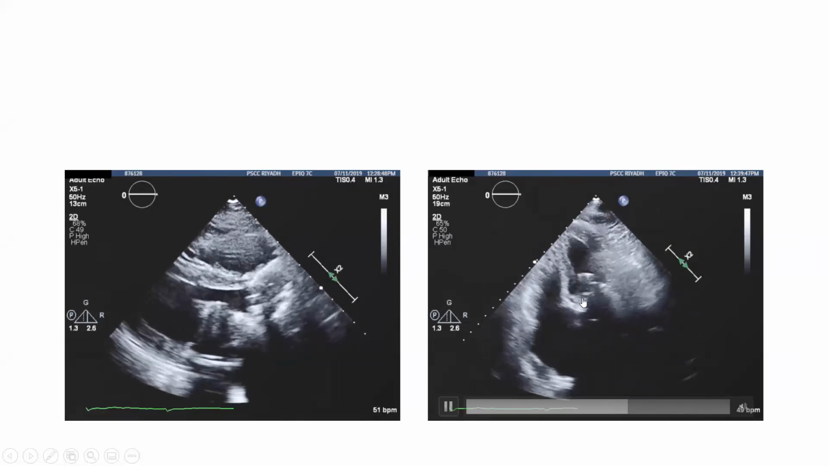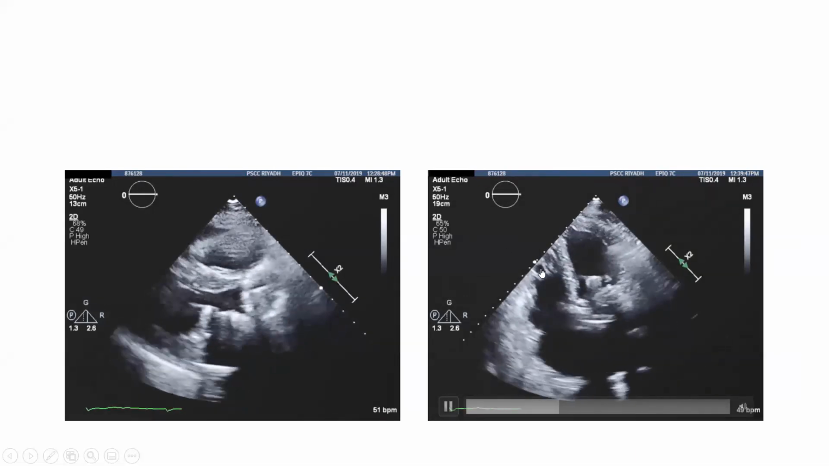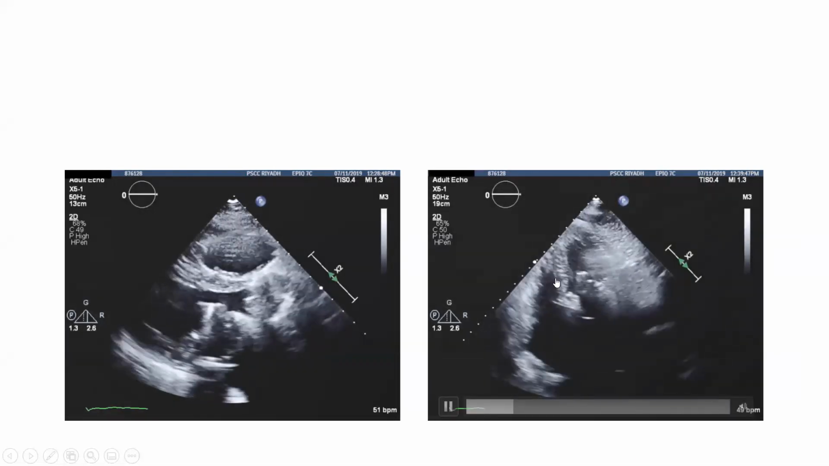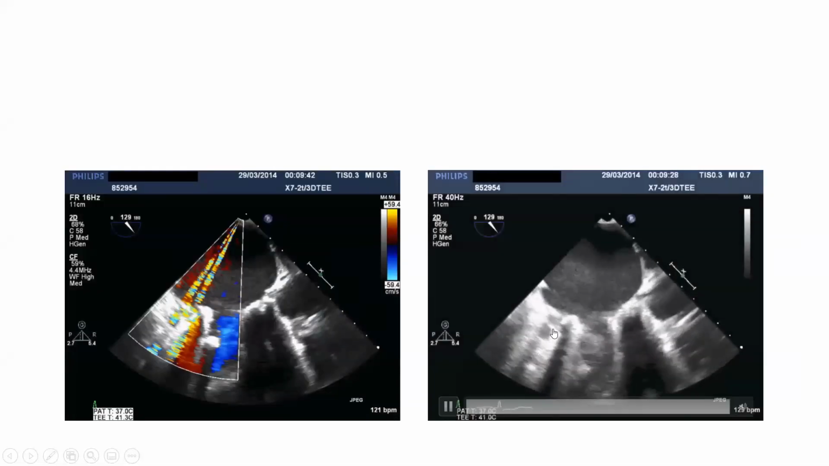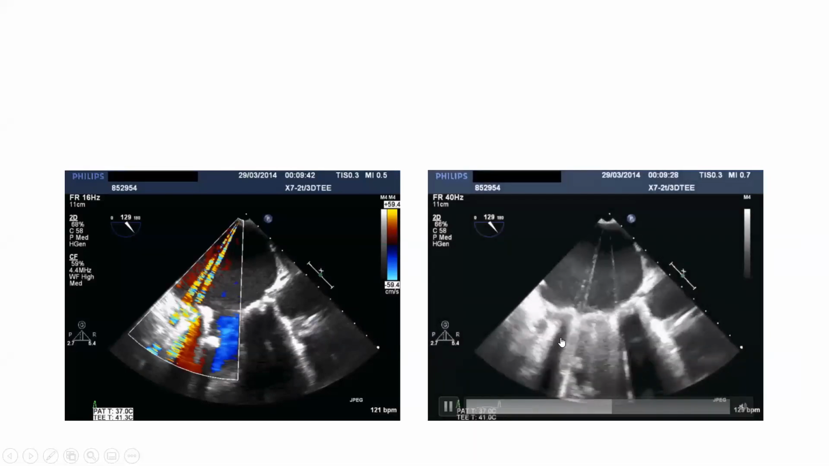Okay, so I cannot find TEE views for this. This is ball and cage. If you see a bulky mechanical valve and the gradient is normal, likely this is ball and cage. This is just for your reference. It is out of this.